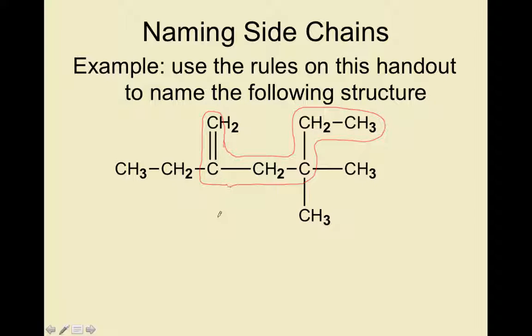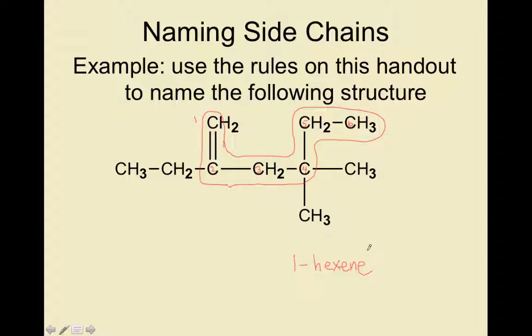Now I need to number my carbons. Again, if a double bond is present, we want the double bond to have the lowest number, which makes this my number 1 carbon. This is my 2, 3, 4, 5, 6. All right. So that makes this an alkene with the double bond on the first carbon. The parent chain is going to be 1-hexene.